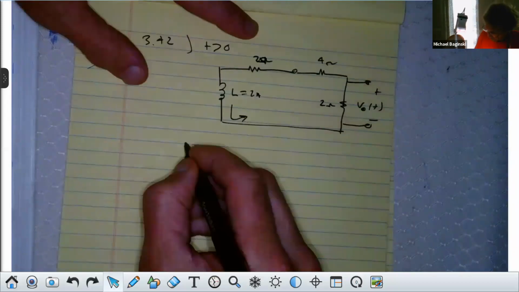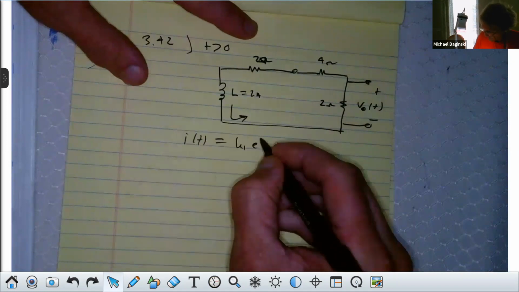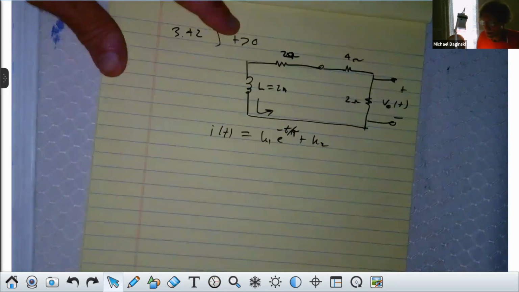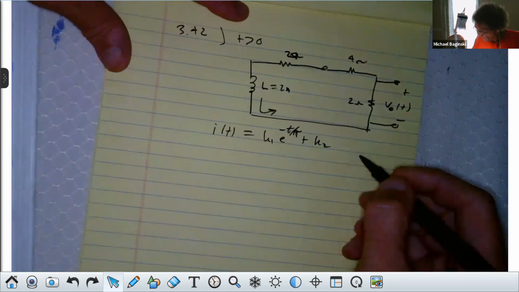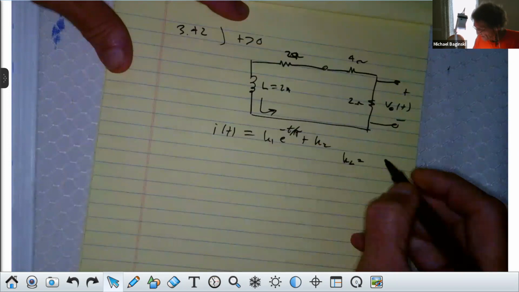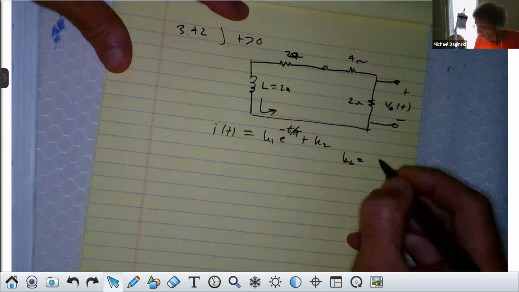I know that i of t is equal to K1 e to the minus t over tau plus K2. I'm just rewriting a general equation. Now, we found from the discussion that K2 was the current as t goes to, the current at t less than 0, which is equal to the current at t equals 0. And that was 3 amps. Agreed, class?